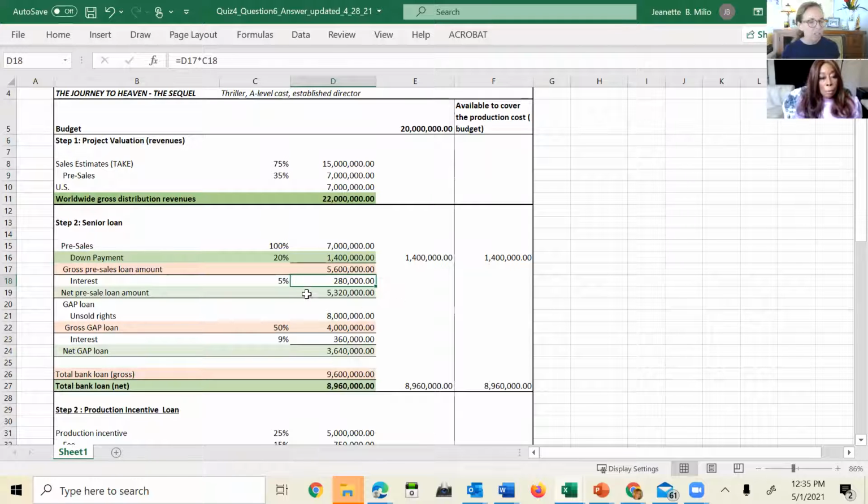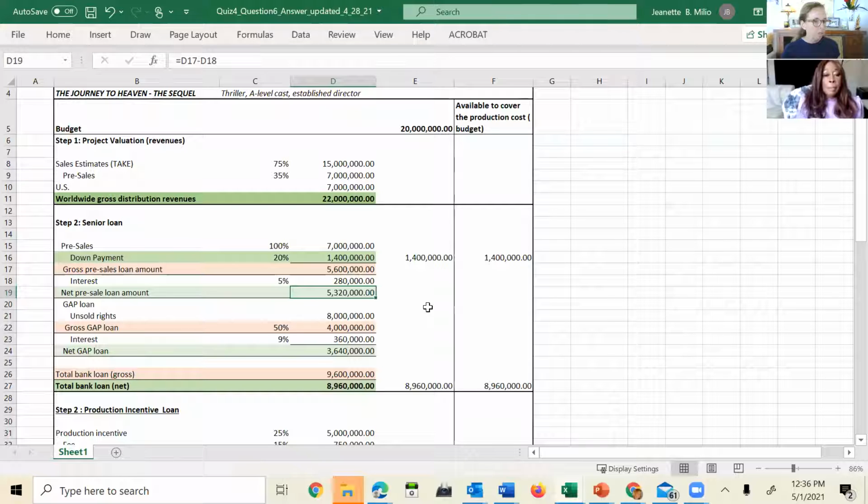The bank is charging us 5% interest. So now we have to deduct that. And that's why the loan goes down to $5,320,000. All that happened here is the same thing like before, but we're paying interest now. We're being charged in interest.